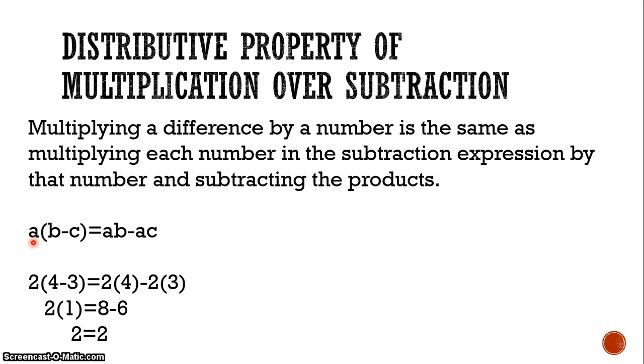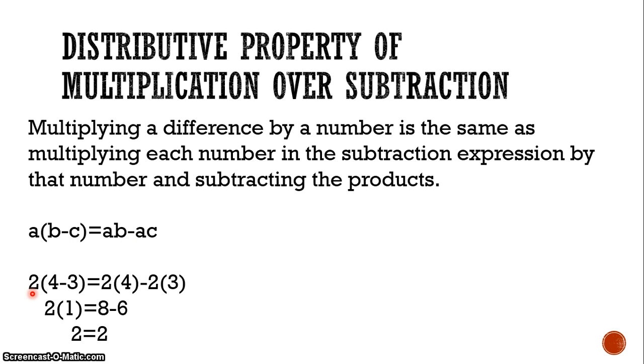I'm going to multiply my first number, my factor out here, by each of the numbers in the parentheses. So it's going to be a times b, which is right here, and then a times c, which is this right here. And then since this was a difference, minus, I'm going to subtract these two.